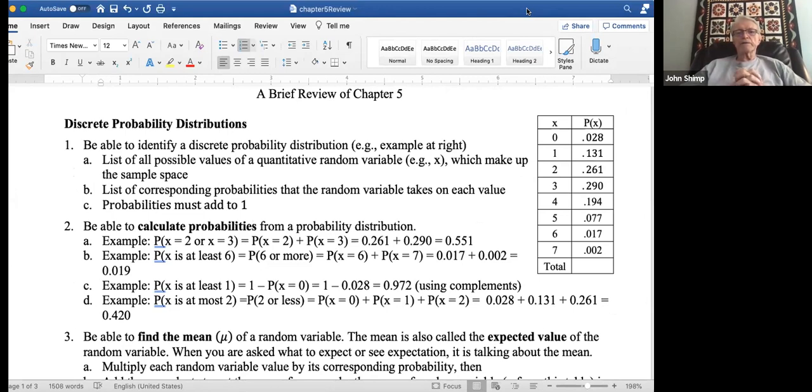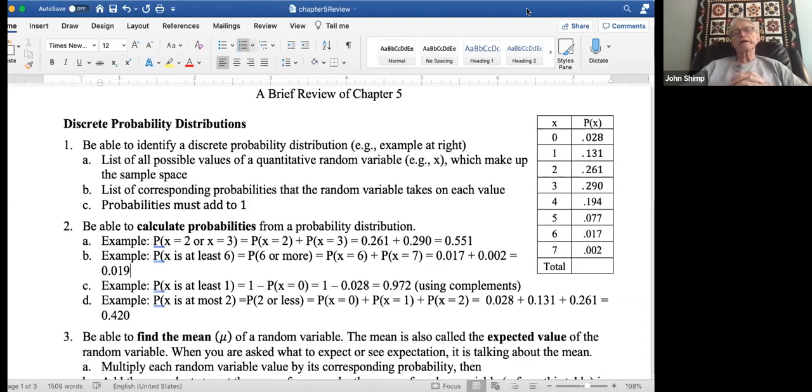But for now, we're talking about discrete distributions where the random variable, we'll call it X, typically takes on a finite number of values. And there's a gap between the values. It doesn't take up every possible number on the number line. It just takes on selected values on the number line. Like in the case of the distribution on the screen in this document, 0, 1, 2, 3, 4, 5, 6, or 7. And then there will be a corresponding probability. Remember, all probabilities have to be between 0 and 1. And they have to add up to 1.